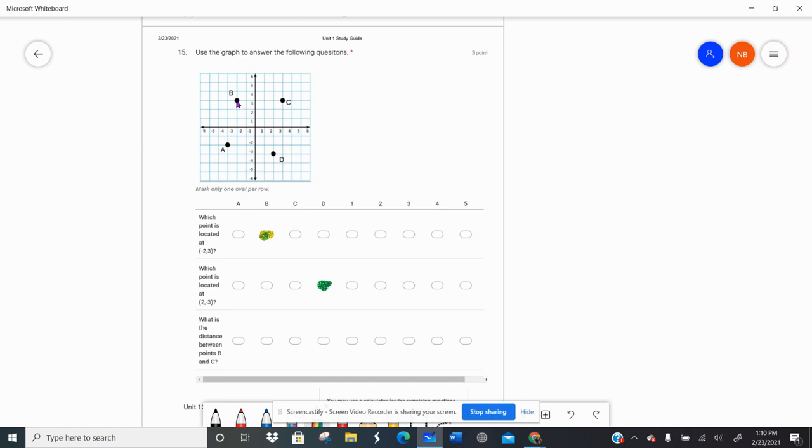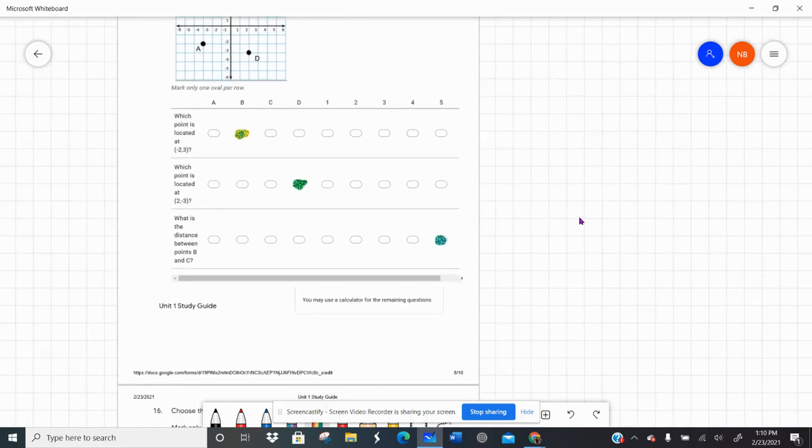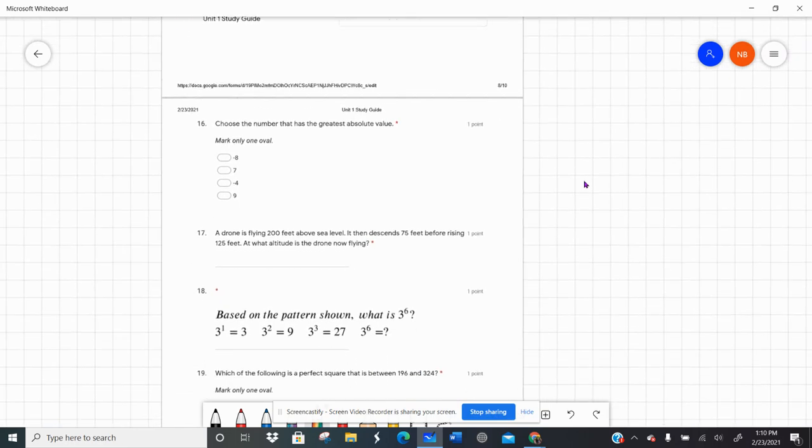When we calculate distance on the coordinate plane, we literally just hop from one thing to the other. So here's B, here's C. I'm going to jump 1, 2, 3, 4, 5 spaces. They are 5 spaces apart. All right, well, here we go.